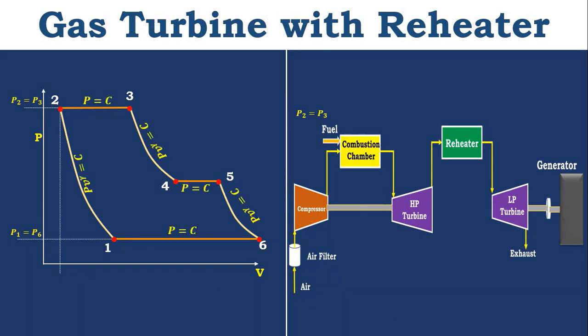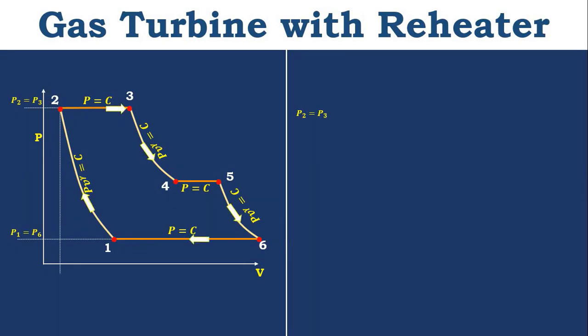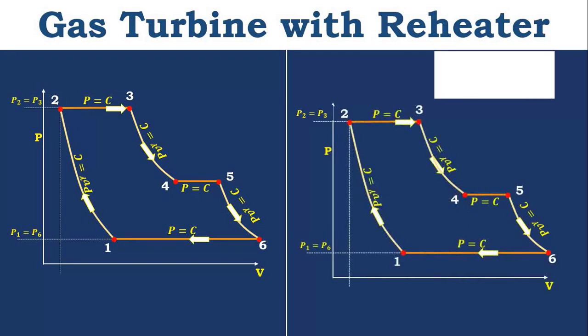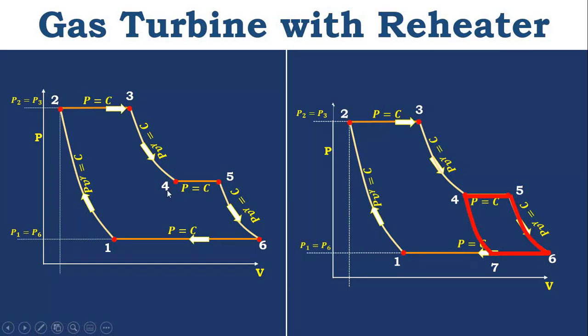Now we will discuss how the reheater increases the W net, which means net work done. You can see here we have the same diagram on both sides, left and right. Now check your right side diagram, where the reheater increases the W net. Without the reheater, the expansion is from 3 to 7. So this is your net work done without the reheater. With the reheater, this is your W net. So this is the W net work output increased by the reheater.